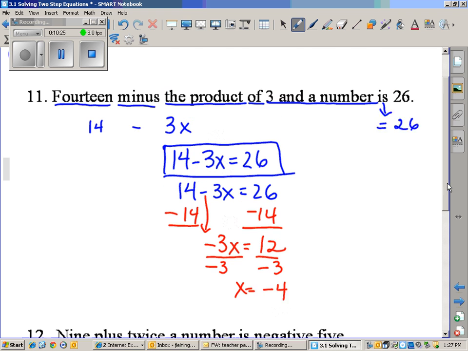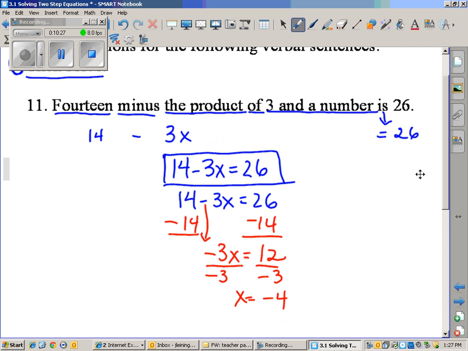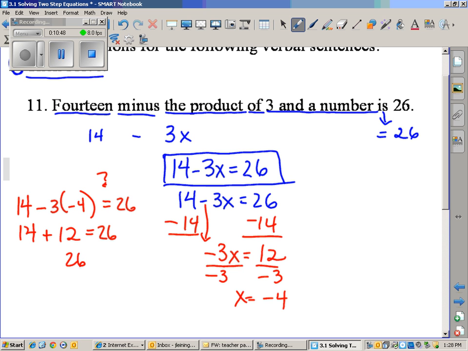And we're going to check it by going back and making sure that when we plug in negative 4 for x, we really get what this equation says. So let's look. 14 minus 3 times negative 4, is that really 26? Well, 14, and a minus 3 times a minus 4 is a positive 12. That is 26. And we're good to go.